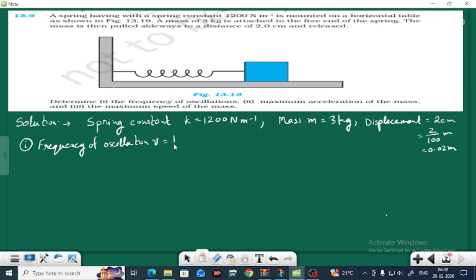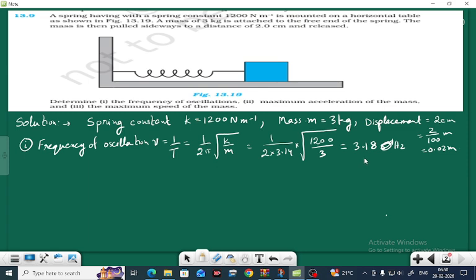What is the formula of frequency? Frequency equal to 1 by time period, right? And you know that 1 by time period means 1 by 2 pi root over k by m. So you find the frequency by this formula, that is 1 by 2 into 3.14 and the root over of the value of k is 1200 divided by 3, right? So after calculation we are getting a value here as 3.18 per second. So this is the frequency, or frequency can be written as hertz also, Hz. So 3.18 hertz is the answer.